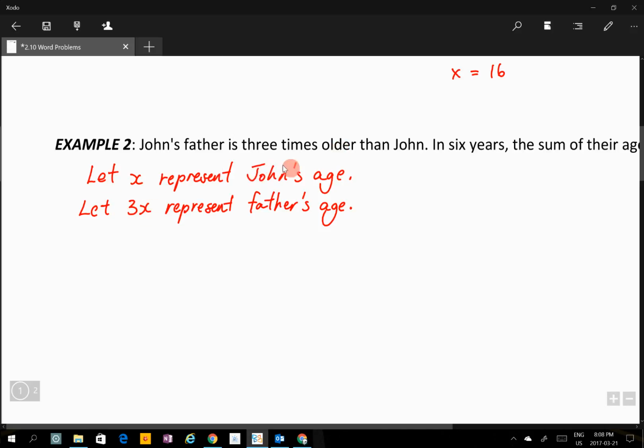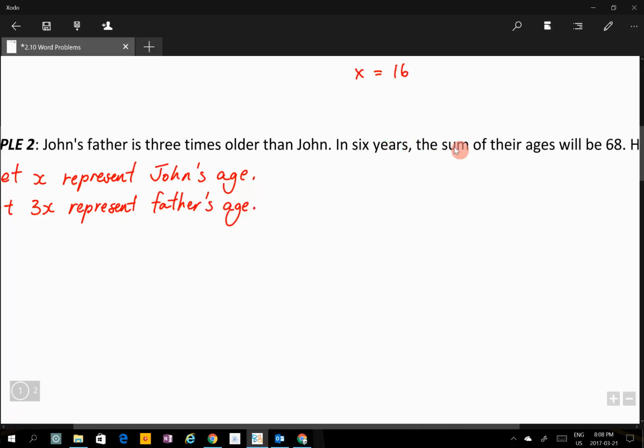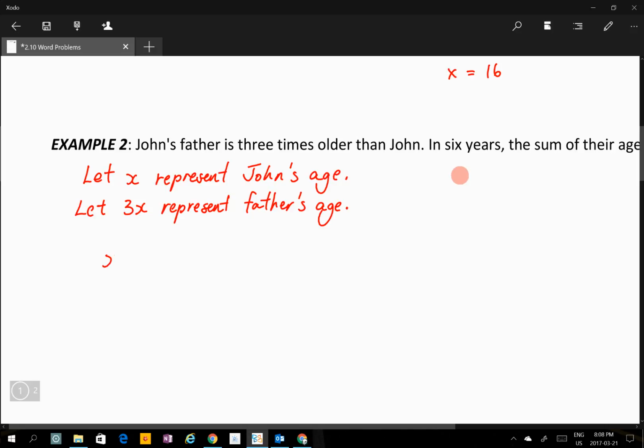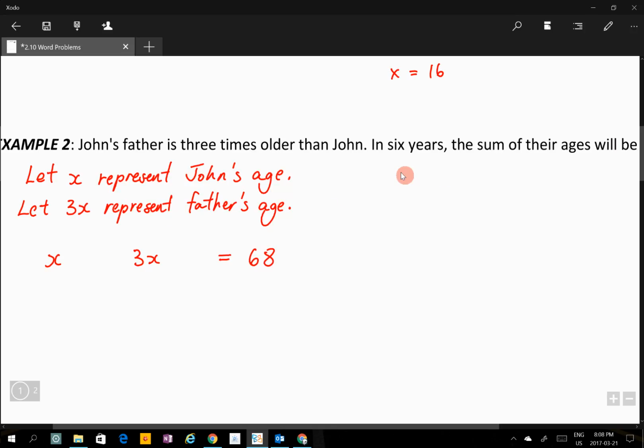I have to be very, very careful when creating this equation, because it says in 6 years, the sum of their ages will be 68. So if you're thinking, well, am I going to add x and 3x to make 68? The answer would be no, because x represents John's age today, and 3x represents the father's age today. We're only told that in 6 years, their sum will be 68. Today, their sum is not 68, only in 6 years.